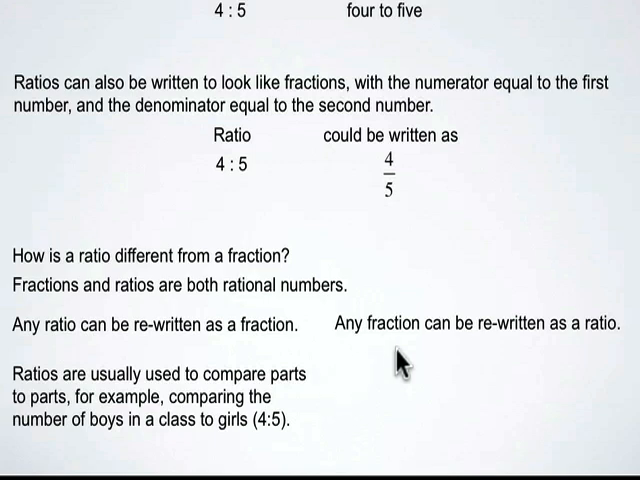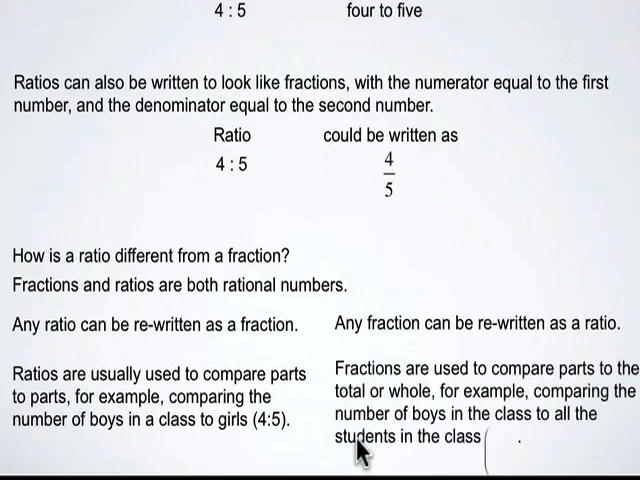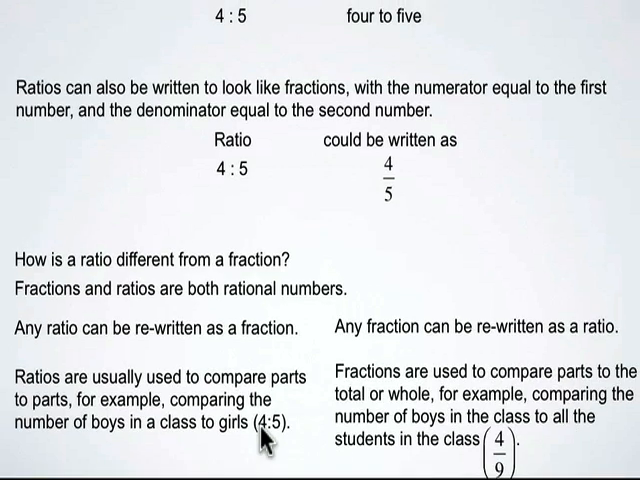But any fraction can be rewritten as a ratio. So fractions are used to compare parts to the total or whole. So for example, comparing the number of boys in the class to all the students would be 4 compared to 9, 4 ninths. Because if there are 4 boys for every 5 girls, and we add that up, we get 9. So 4 ninths of the class is boys.